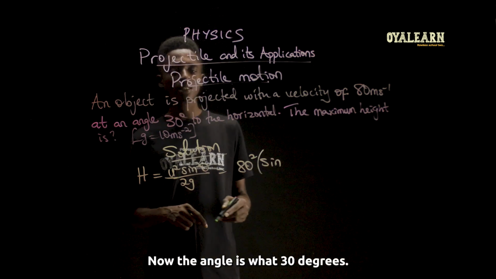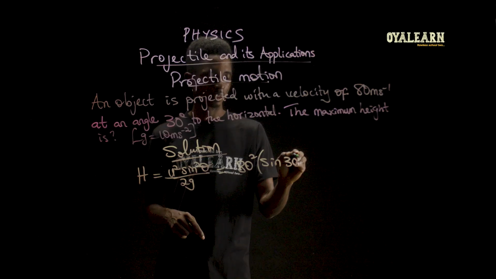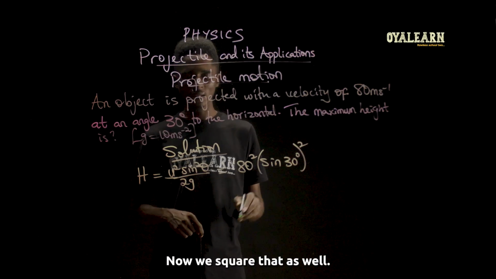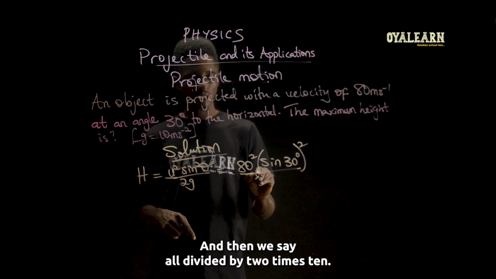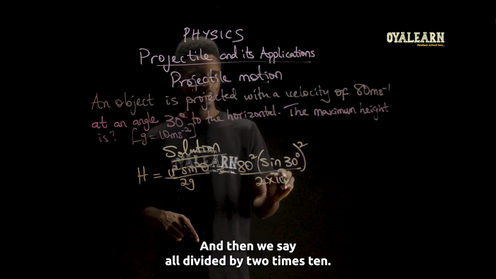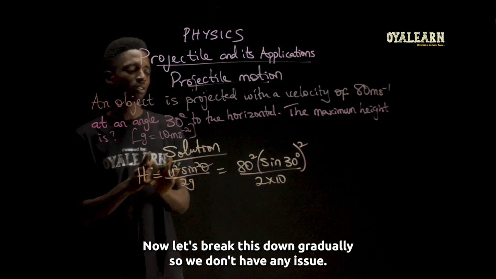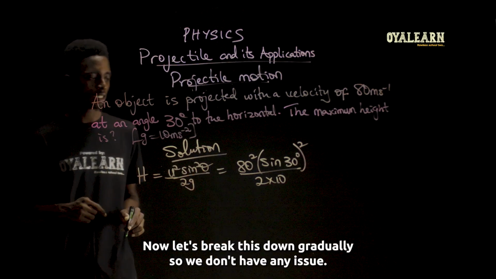Now, the angle is what? 30 degrees. Now, we square that as well. And then we say all divided by 2 times 10. Now, let's break this down gradually so we don't have any issue.